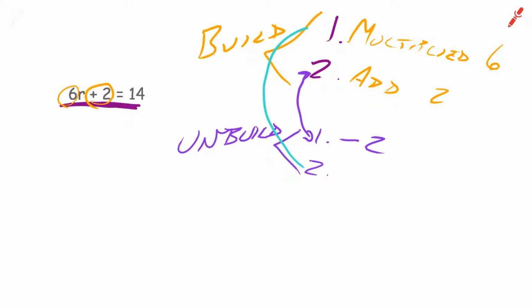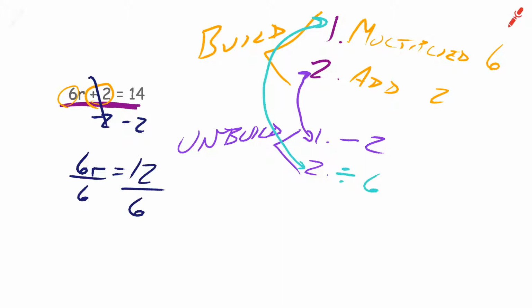2 here links to 1 up here. What's the opposite of multiplying by 6? You're right. I divide by 6. So now I've got my unbuilding method or my solution method. Let's just implement it. Subtract 2 from both sides. Those 2's cancel. 6r equals 12. Divide by 6. Divide by 6. R equals 2.